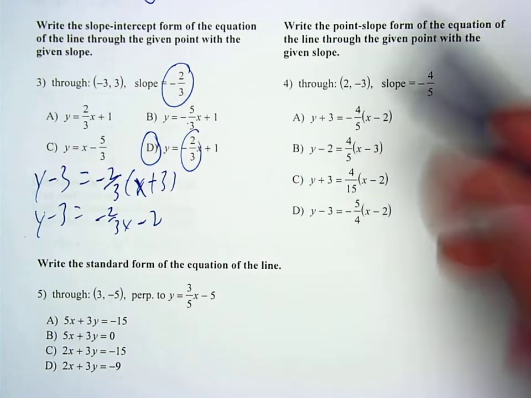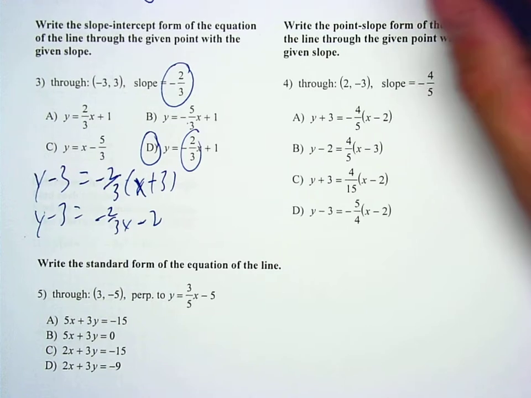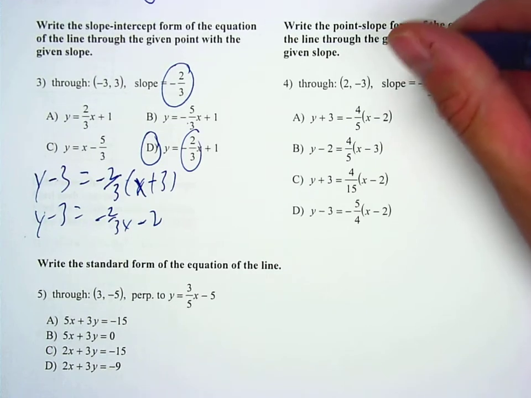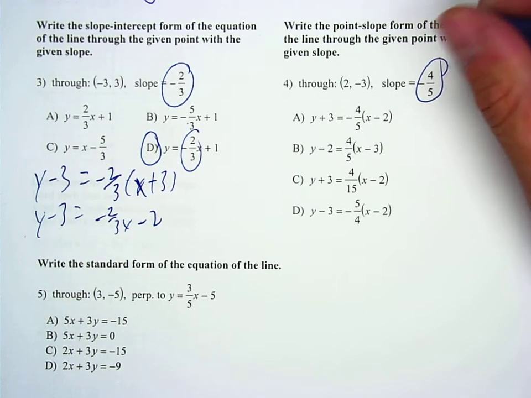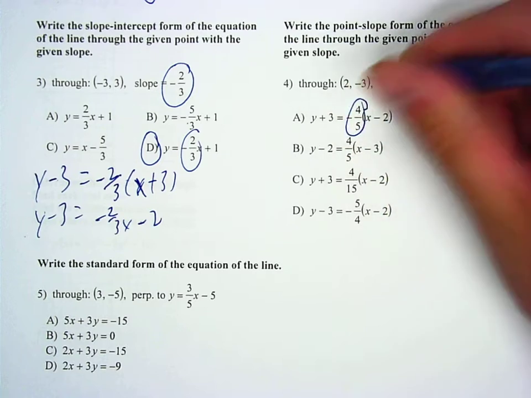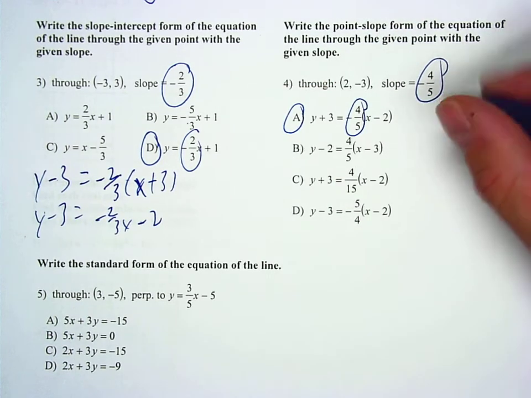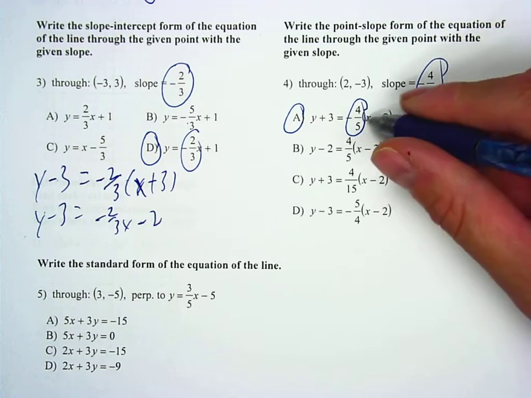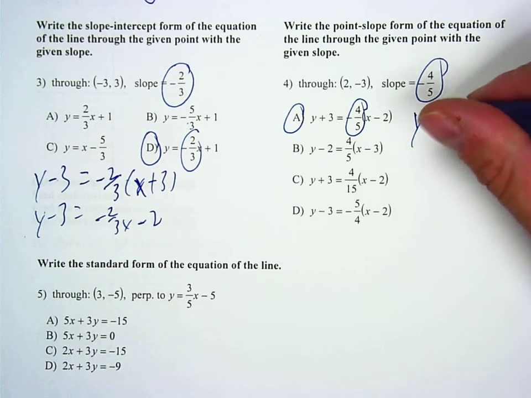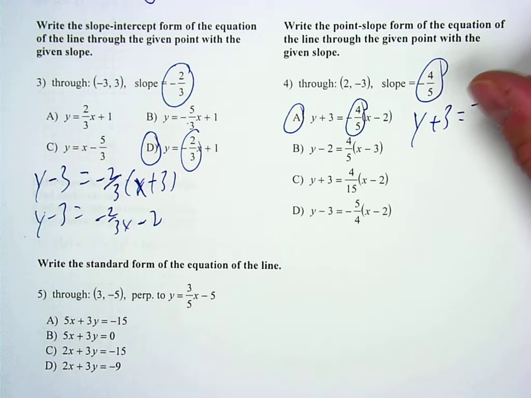All right, same thing on this one. Write the point slope form of the equation of the line through the given point with the given slope. So -4/5. This is the only one with -4/5 slope. It's got to be 8. But if I happen to set it up correctly, where you have two options with the same slope, -4/5, you would say y plus 3 is equal to -4/5 times the quantity x minus 2. There you go.